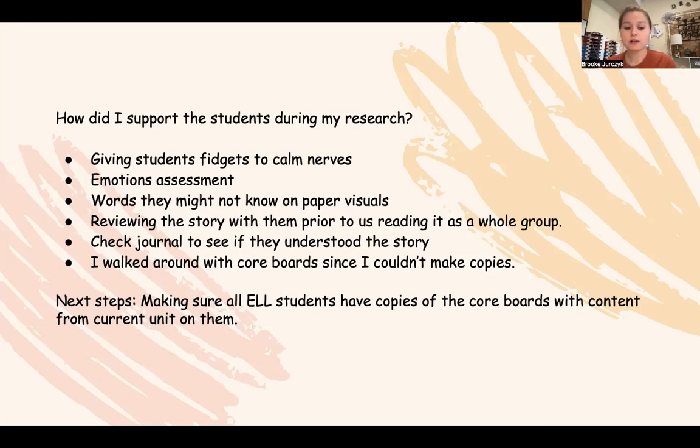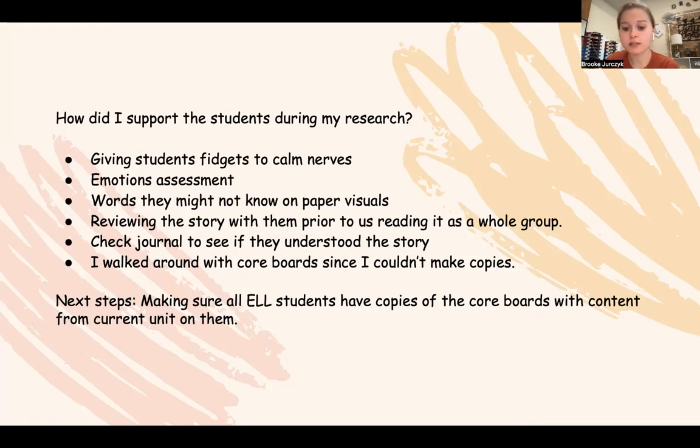Another tool I used was having words they might not know on paper visuals. That way they can look at it and say, oh, there was a dog in the story. I can remember that there was a dog because I saw the visual and remembered that was in the story. Reviewing the story with them prior to reading seemed to help a lot.